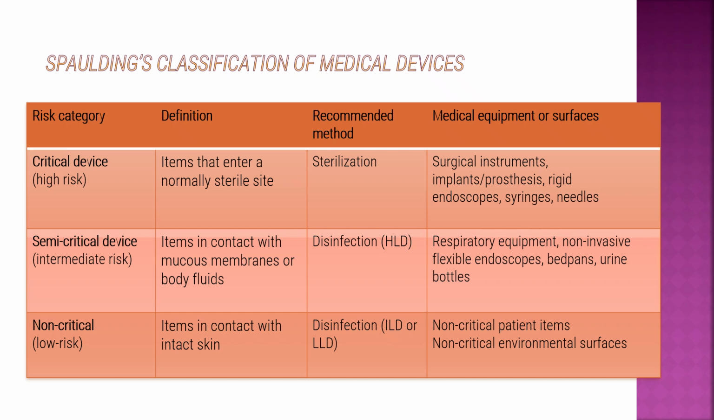Semi-critical device, intermediate risk: items in contact with mucous membrane or body fluid. The recommended method is disinfection, high-level disinfectants. Examples are respiratory equipment, non-invasive flexible endoscopes, bedpans, urine bottles.